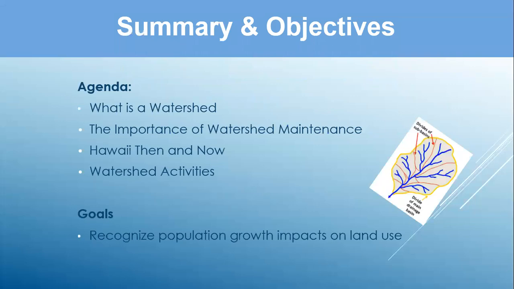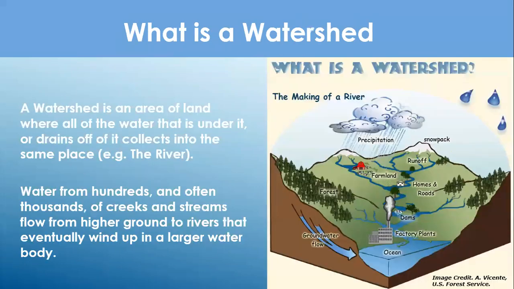So our agenda for this presentation: first, we're going to go over what a watershed is and the importance of watershed maintenance. Then we're going to take a look at what Hawaii looked like in the past and compare them to modern day pictures so we can see how watersheds have been affected. And then we'll do a couple of fun activities regarding watersheds and settlement growth. Our goal is to recognize how population growth impacts land use.